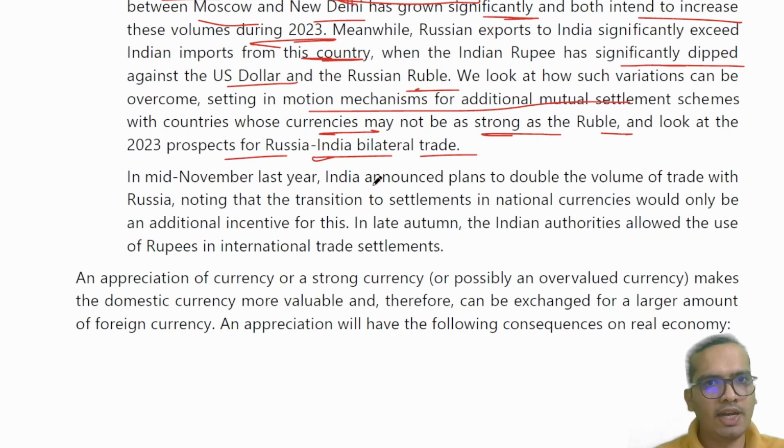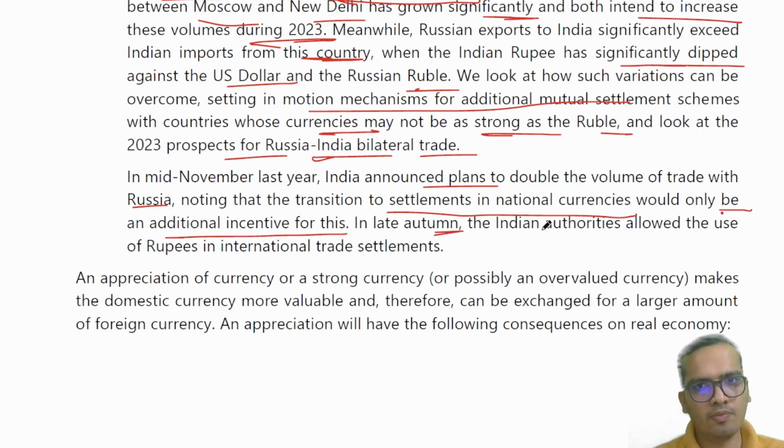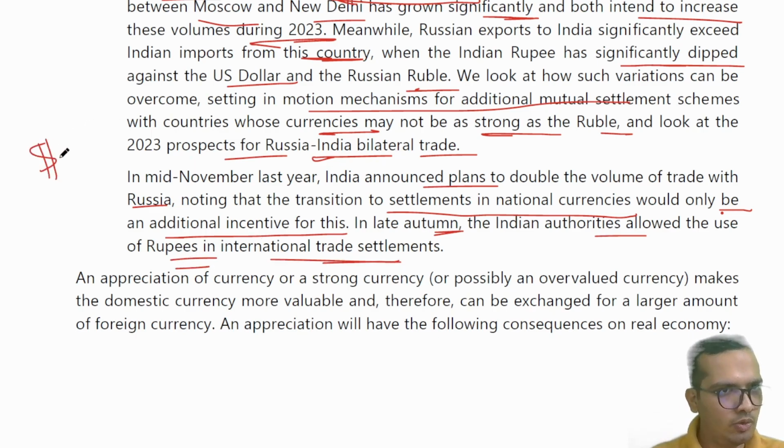In mid-November last year, India announced plans to double the volume of trade with Russia, noting that the transition to settlement in national currencies would be an additional incentive for this. In late autumn, the Indian authorities allowed the use of the rupee in international trade settlements. तो पहले डॉलर्स में हो रहा था, तो अब इंडियन करेंसी में हो रहा है. इंडिया के लिए अच्छी बात है.